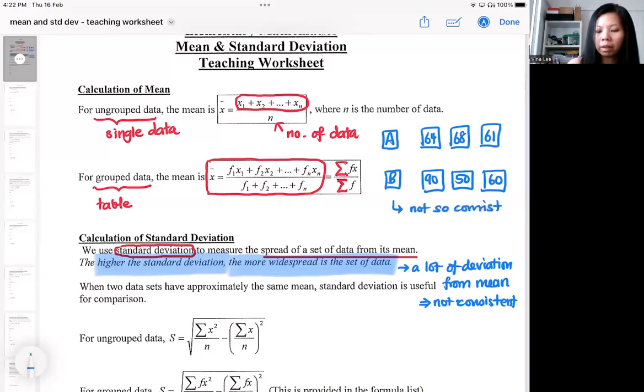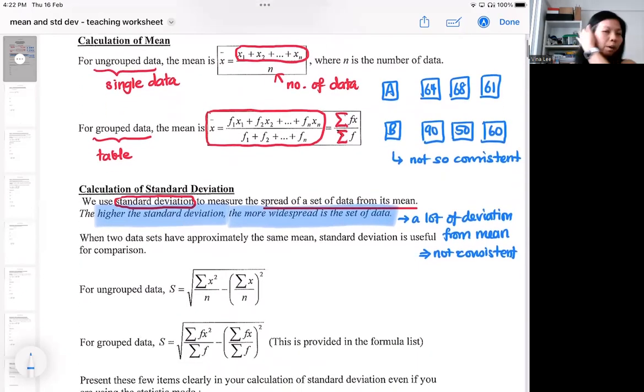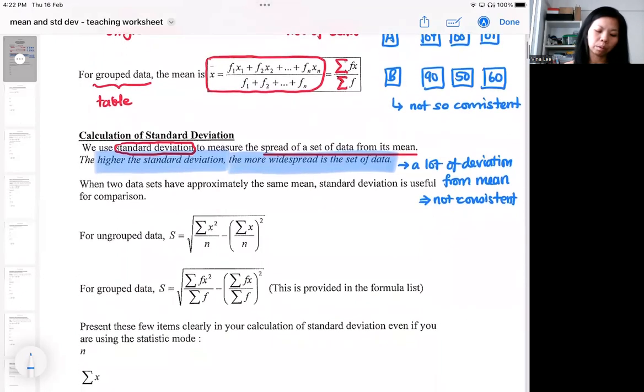So if I really go and calculate the standard deviation for student A and student B, I expect student B to have higher standard deviation. Okay, so anyway, that is just a generic idea first. We'll talk more about that later on. For the standard deviation, we also have single data, and we also have table data.